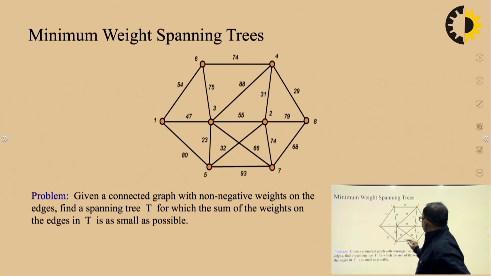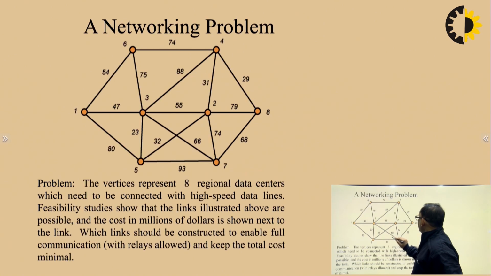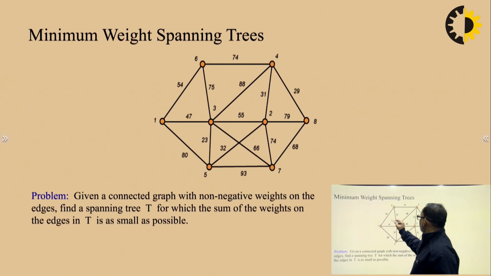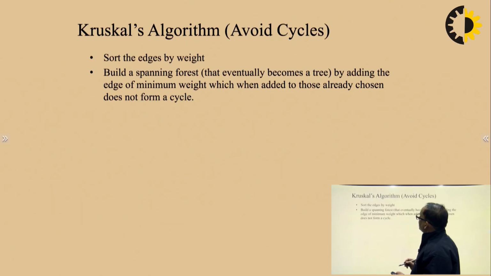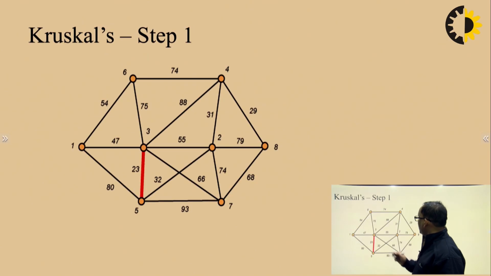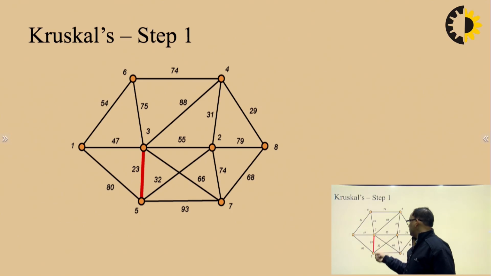Okay, these are the weights: 80, 23, 47, 54. At first, we will sort all the edges and select the edge with minimum weight. So first, this edge will be selected, which connects vertex number 5 and vertex number 2, because among all the edges this edge has the minimum weight. So in the starting, this edge is selected.